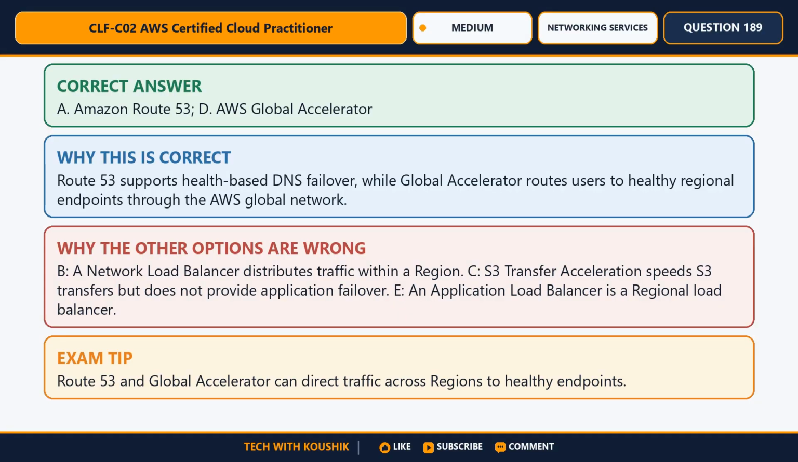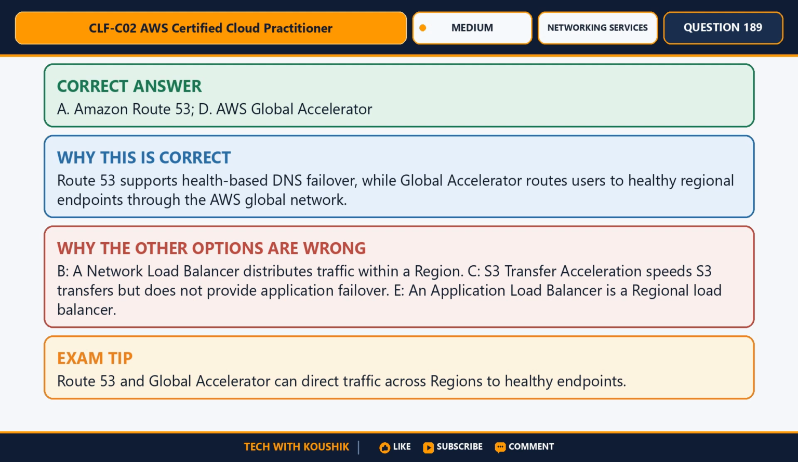The correct answers are A. Amazon Route 53, and D. AWS Global Accelerator. Here is why. Route 53 supports health-based DNS failover, while Global Accelerator routes users to healthy regional endpoints through the AWS Global Network.